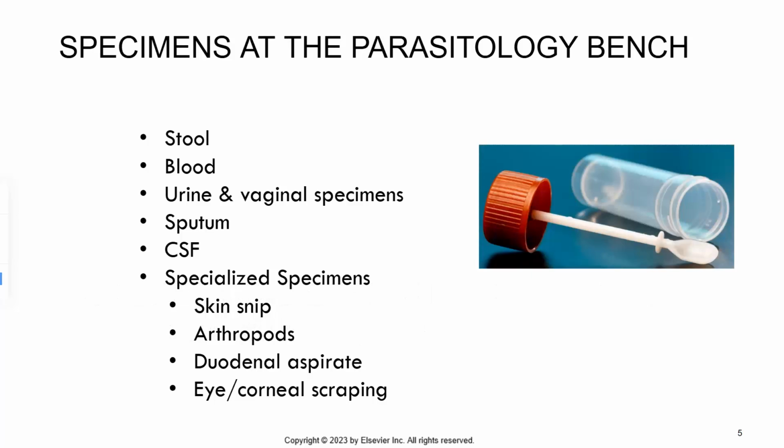The specimens commonly found at the parasitology bench: stool is the number one most common specimen, blood, urine and vaginal specimens, sputum, CSF, specialized specimens such as skin snips, arthropods. Arthropods are insects like ticks. Those can show up at the parasitology bench. Duodenal aspirate, and eye or corneal scraping.